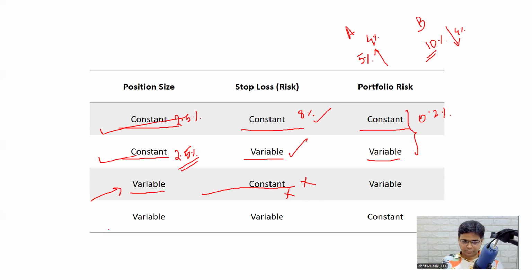Number 4, this is a fabulous system. What you are doing here is you are keeping the position size and stop loss variable, but the portfolio risk is constant. Look here.